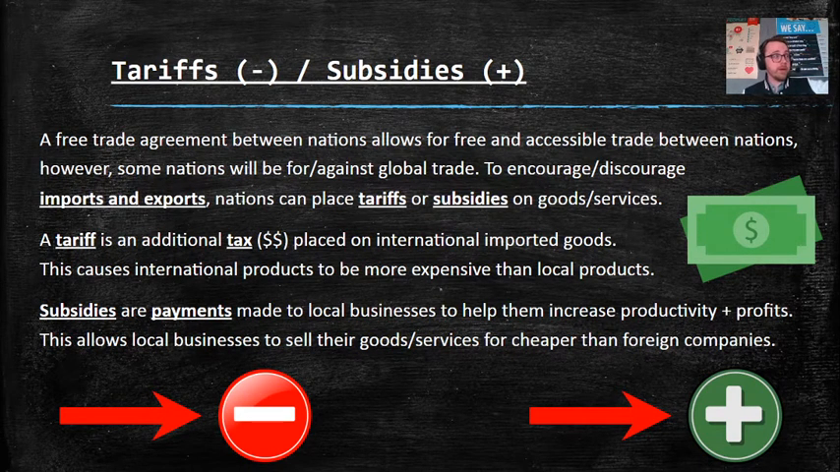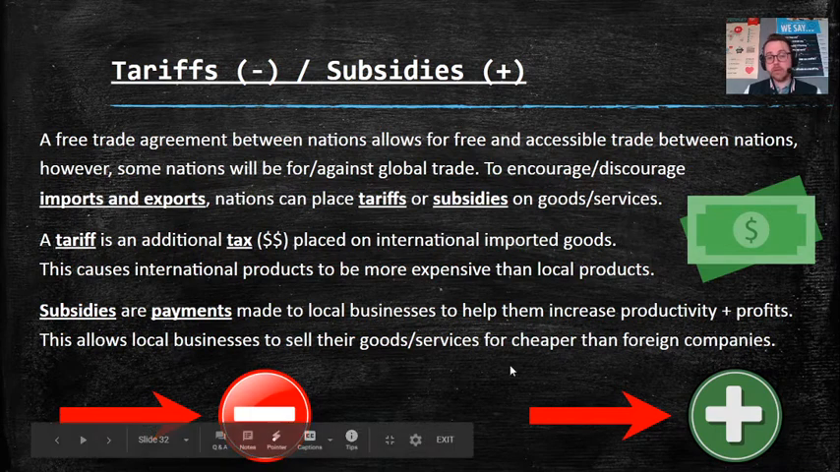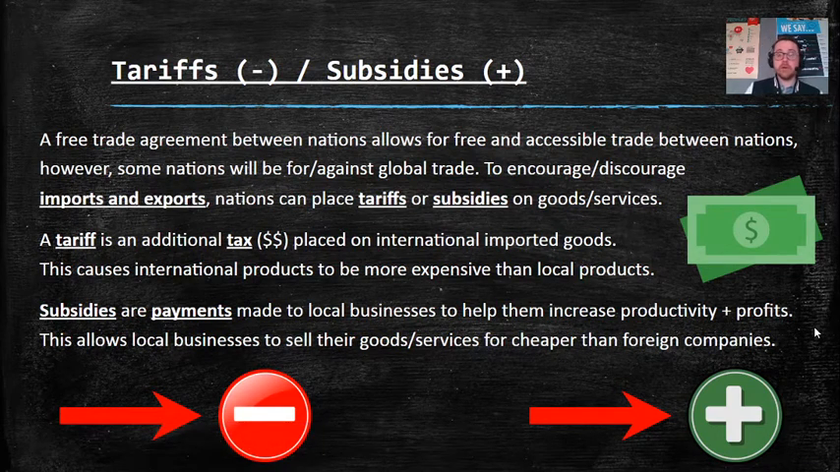And that means that they are now more expensive than the Australian ones, so more customers are going to buy Australian foods. So if he sees that the Australian farmers are struggling, he might put a tariff on international goods. The other thing you can do is a subsidy. Subsidies are a payment made to local businesses to help increase productivity and profits. This allows local businesses to sell their goods and services for cheaper than foreign companies.